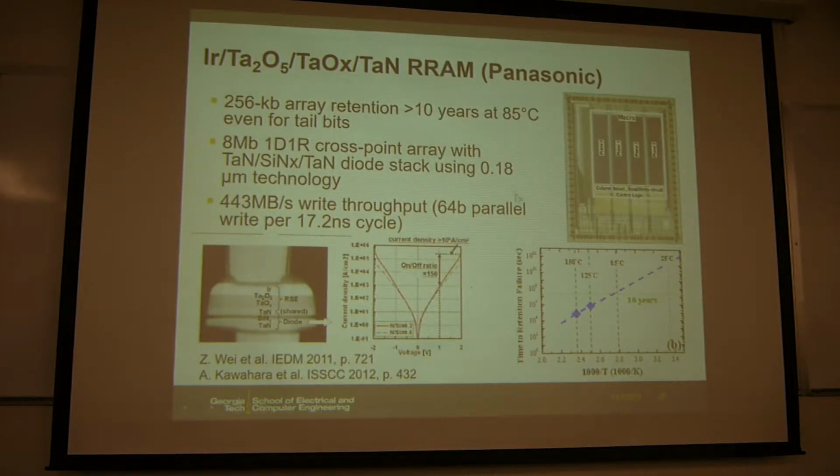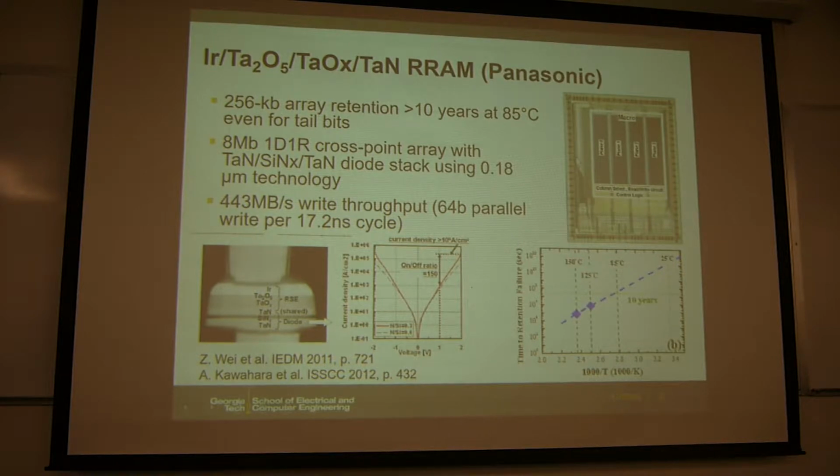And then this is another example from Panasonic, and the material system is based on tantalum oxide. And here it demonstrates 8 megabits. This is a cross-point array, with a diode or selector based on this kind of silicon nitride. So it's an exponential IV kind of selector as shown here, and then it's integrated with RRAM, so it's one selector, one RRAM in the contact via. So this is the cross-sectional view of that contact via.